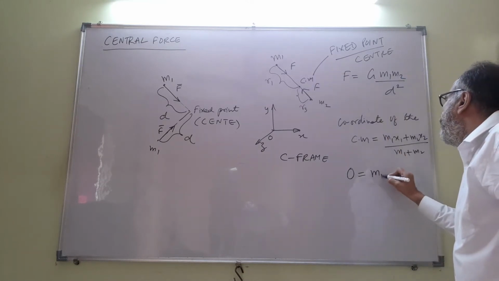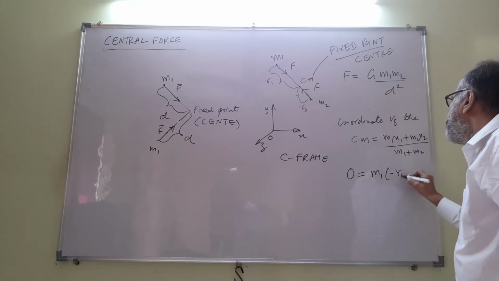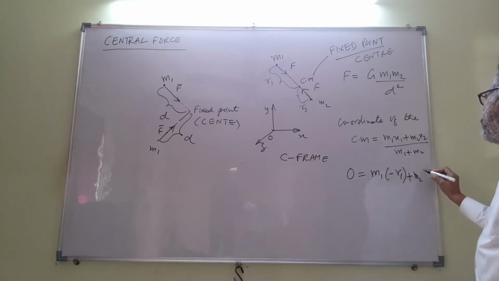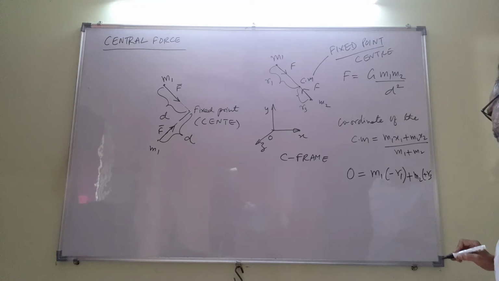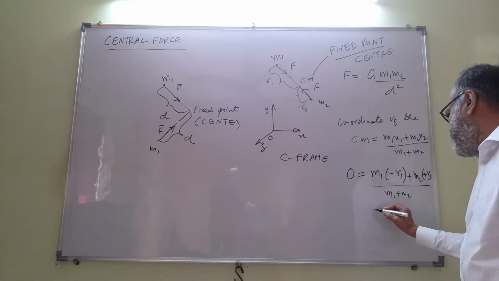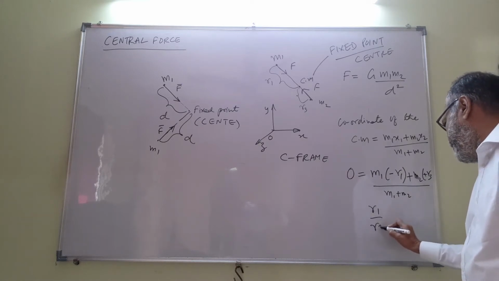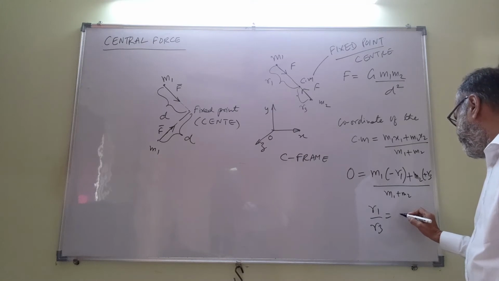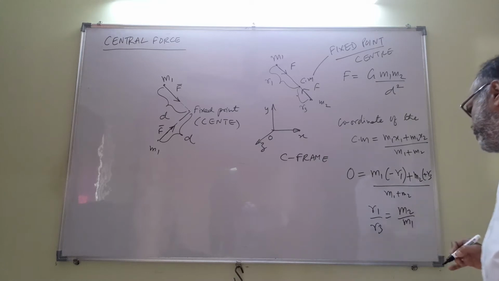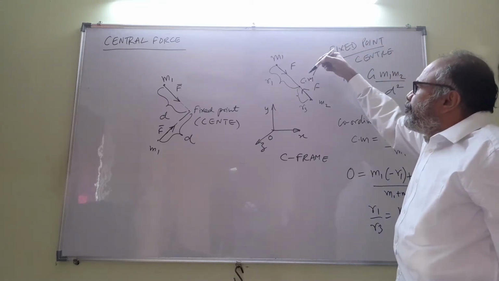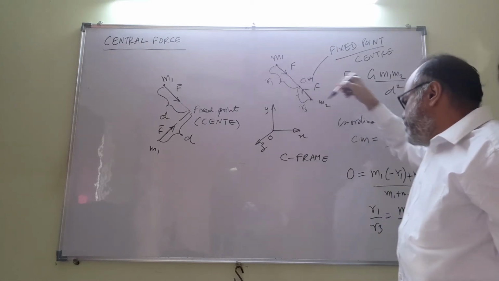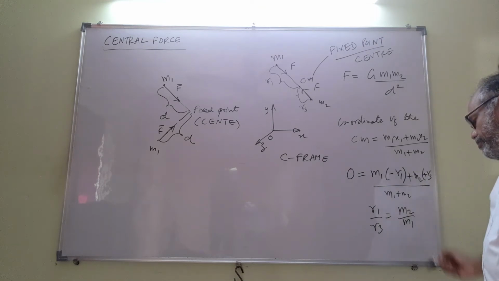So I can write this as m1 minus r1 plus m2 into r3 by m1 plus m2. That will give us r1 by r3 will be equal to m2 by m1. That is, the center of mass divides the distance between the two masses in the inverse ratio of the masses.